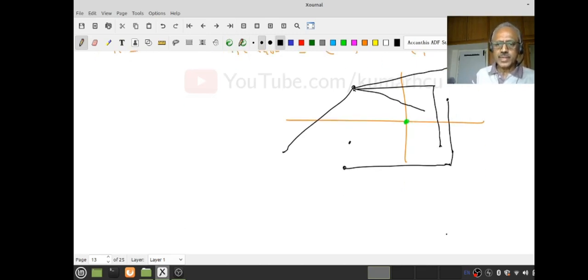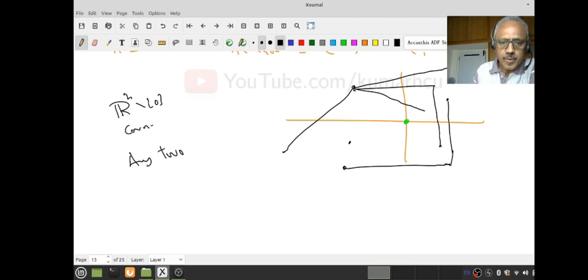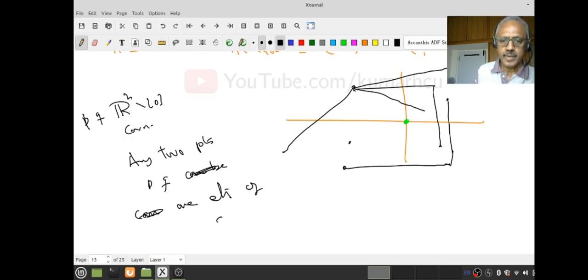So in R2, what I'm saying is I'm giving an elementary geometrical way of looking at it. One can prove this rigorously. R2 minus a singleton is connected because any 2 points, let me write it as P comma Q, where P is an ordered pair in R2, Q is also an ordered pair, are elements of a connected subset.